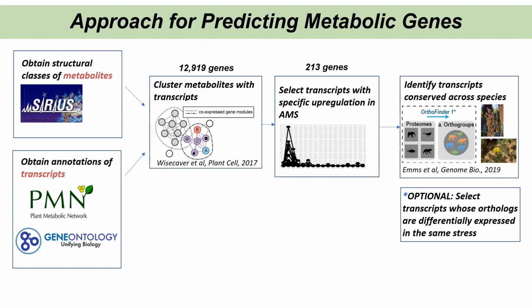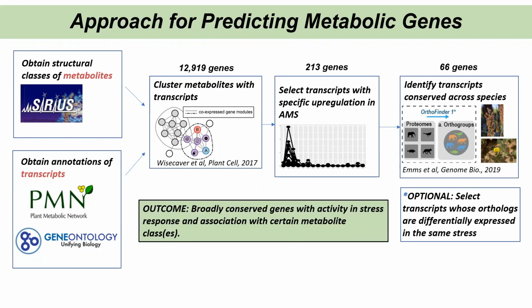And further, we chose to look at these two species because they have experiments where people studied symbiosis in the roots. And we can further then select transcripts in Brachypodium whose orthologs are differentially expressed in symbiosis in Medicago and/or sorghum. And this left us with 66 genes to choose from. But in general, you don't have to apply this pipeline to symbiosis. You can apply it to any sort of stress or condition you wish. And it yields broadly conserved genes with activity in stress response in association with certain metabolite classes.